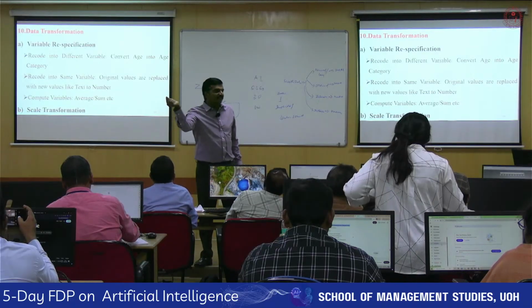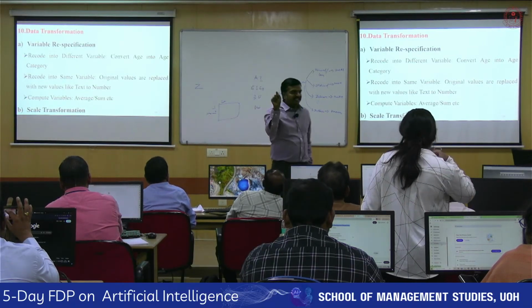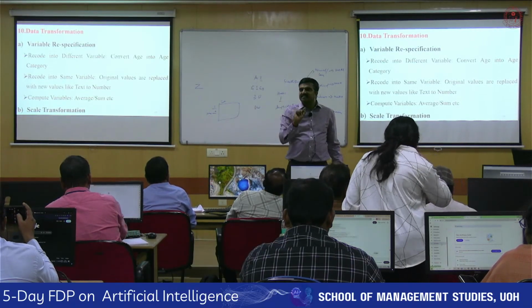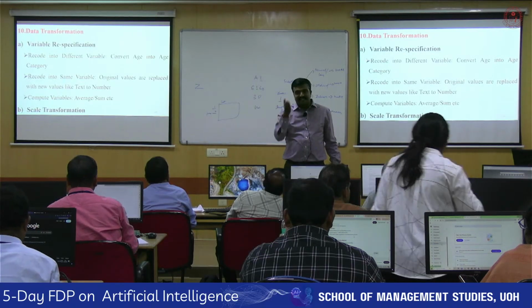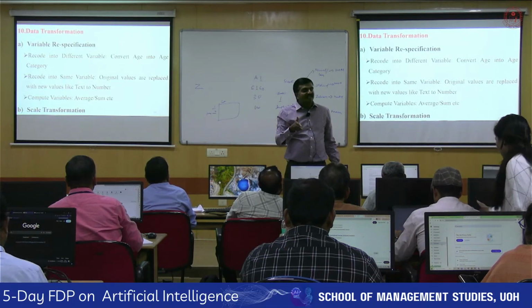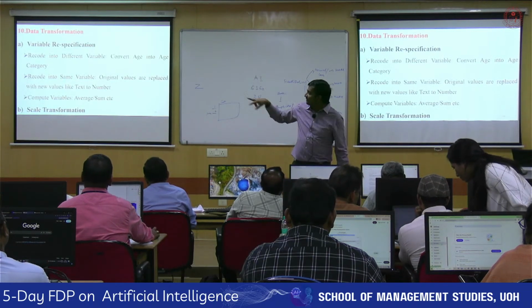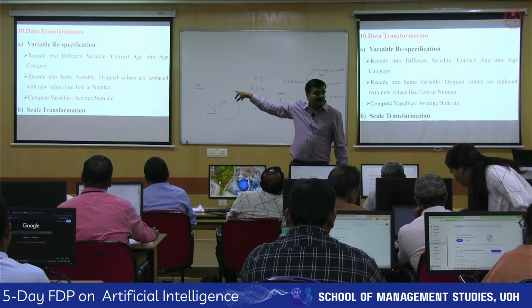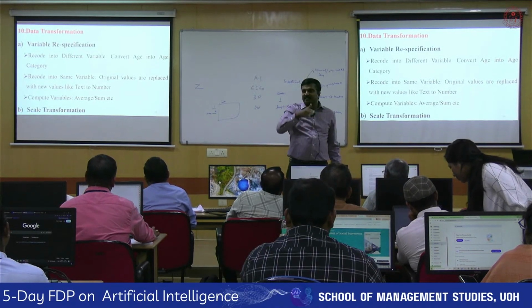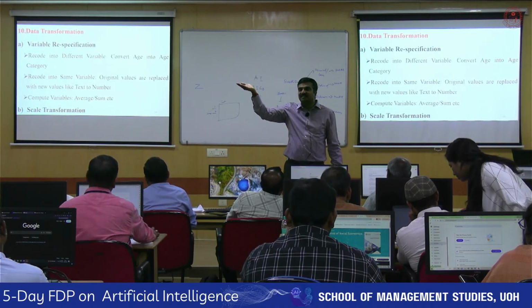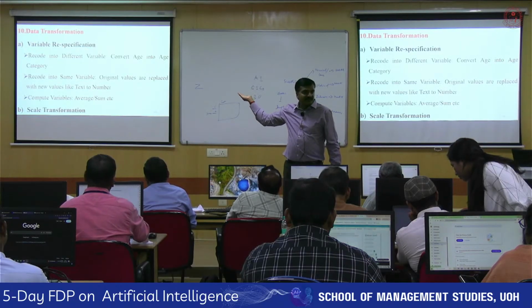What is the category variable? 1 for less than 30, 2 is for 30 to 40. Currently the data is exact numbers. I want to convert it into groups. That is called recoding into a different variable, the numbers into groups. Are you able to understand?